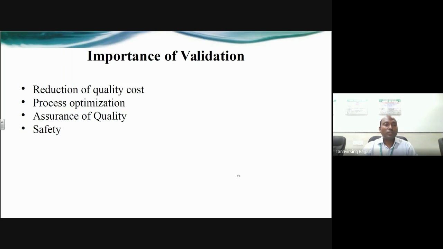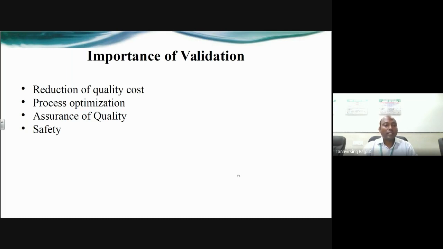By that way, we have to save our time as well as our energy as well as money. And the third importance of validation is assurance of the quality. If we are validating the particular process, then we have a 100% assurance that whatever product we are getting is a quality product.